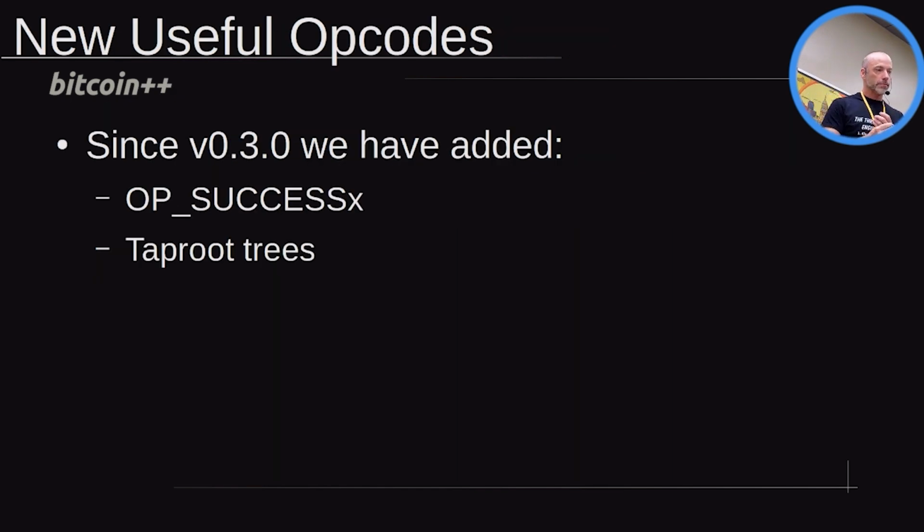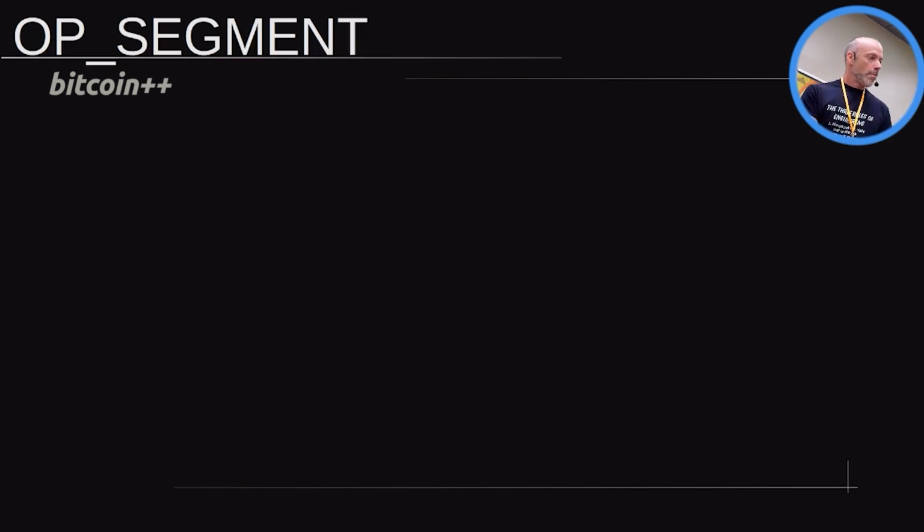Now Bitcoin has changed a bit since 2010, you may have noticed. But two things particularly stand out. We've added taproot trees and we've added op success. Op success is fantastic because its mere presence in a script, just being there, makes the script succeed. And taproot trees allows you to specify a number of conditions and meet only one of them. Fantastic. But this presents a problem for introspection.